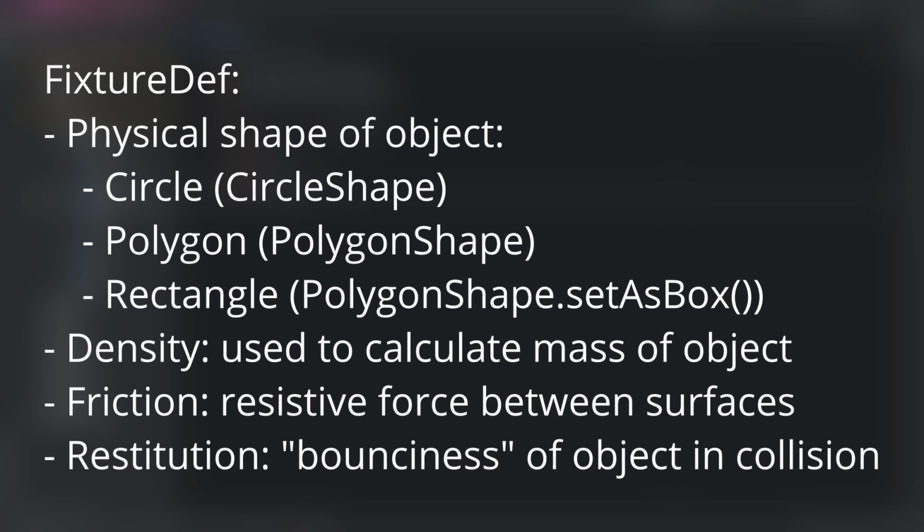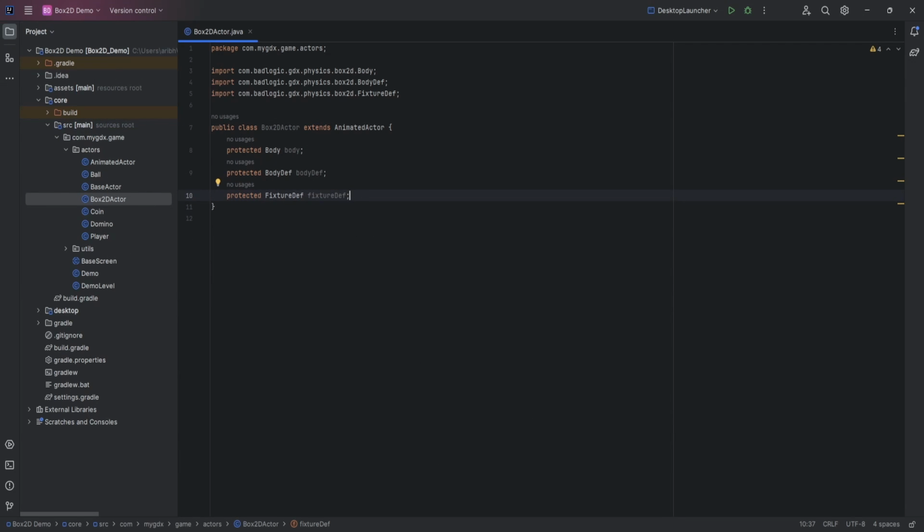Then we have the friction of the object, which calculates the opposing force when two objects slide across each other. So a value of 0 in this case represents a perfectly slippery surface with no friction, and a value of 1 represents high friction. Lastly, we have the restitution of the object, which measures the bounciness of an object in response to a collision. So in this case, a value of 0 indicates no bounce at all after a collision, and a value of 1 would indicate that the object will bounce all the way back up to its original position from which the object initially fell. So that completes the fields we have for the fixture def, body, and body def.